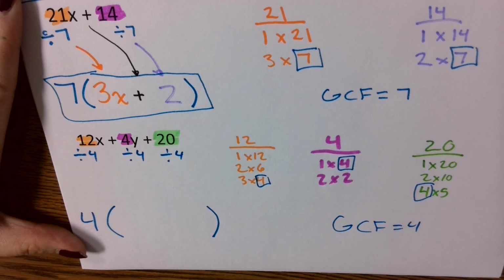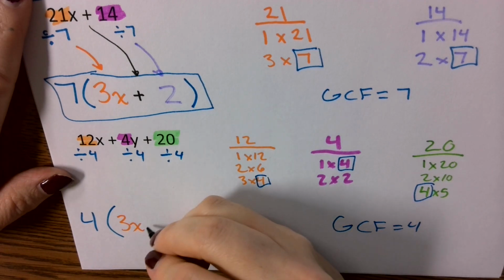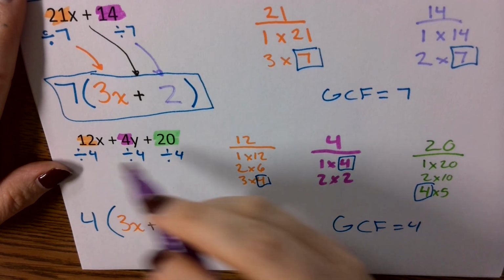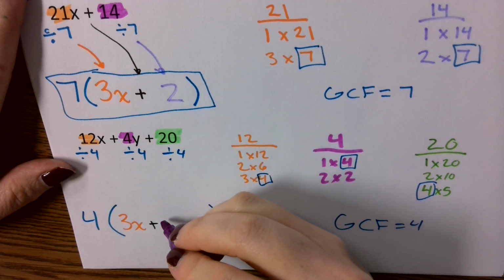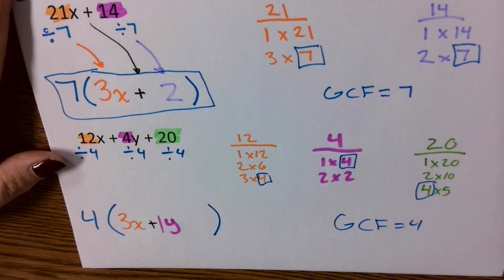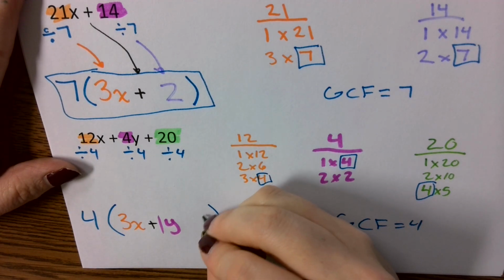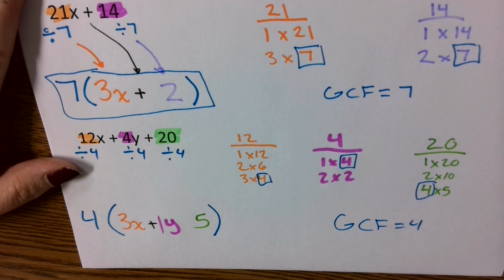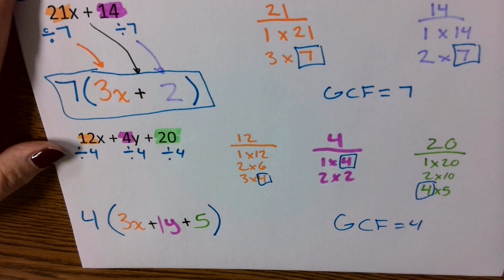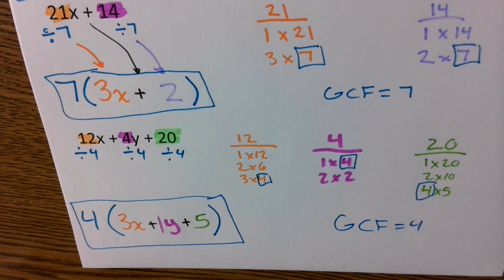Okay, so when we do 12x divided by 4, we get 3x plus, when we do 4y divided by 4, we're left with just a y, a 1y. If you wanted to put the 1, that's fine, you can, but you don't have to. And when you do 20 divided by 4, that gives you the 5, so we have plus 5. So there's our final answer. 4 times the quantity of 3x plus 1y plus 5.